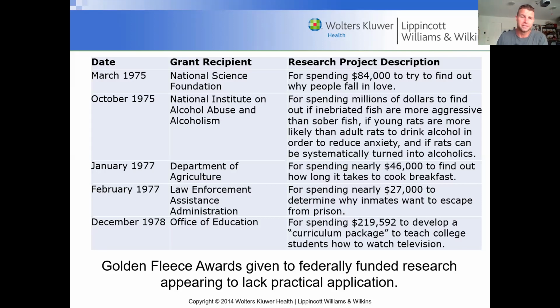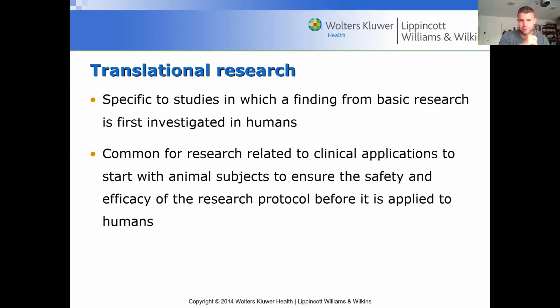I don't know. December 1978, the Office of Education spent $219,592 to develop a curriculum package to teach college students how to watch TV. Apparently, the college students watch TV incorrectly. I don't know, a bit ridiculous, right? That's out there, and we'll see what new things have been coming out in recent years, so we'll look some of that up for class.